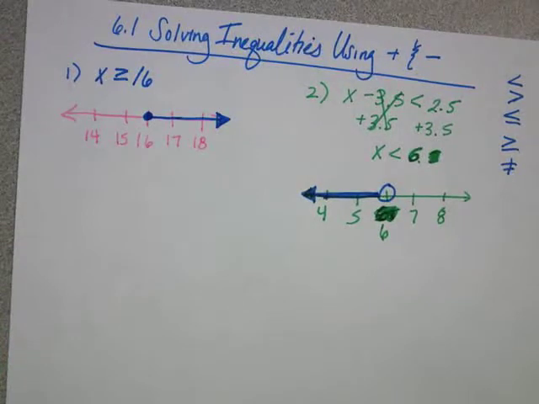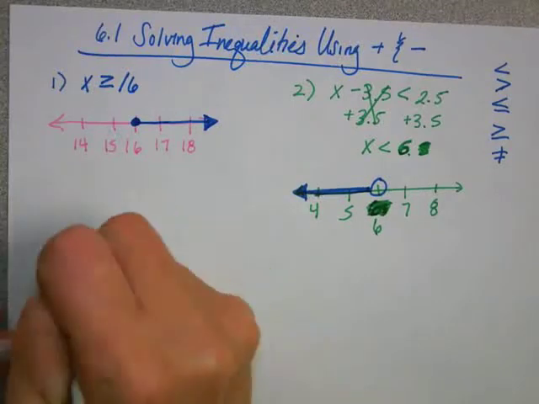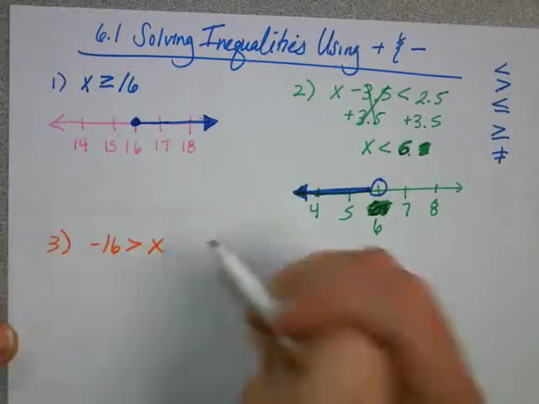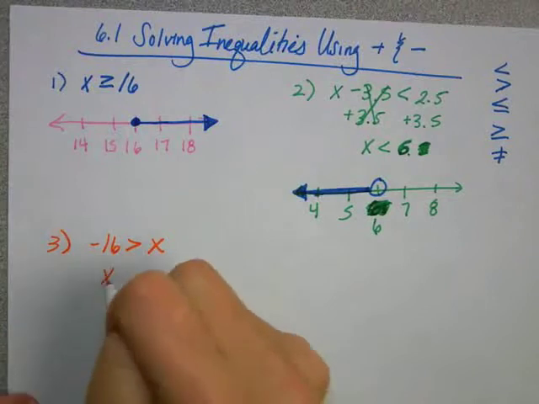Okay? All right, so the next one, let's talk about if they wrote the inequality backwards. So you are saying to me, if I have negative 16 is greater than x, a lot of you would say that's backwards because the variable should be on the left. Well, then write it on the left. X and negative 16, but make sure you do the inequality symbol in the correct direction.